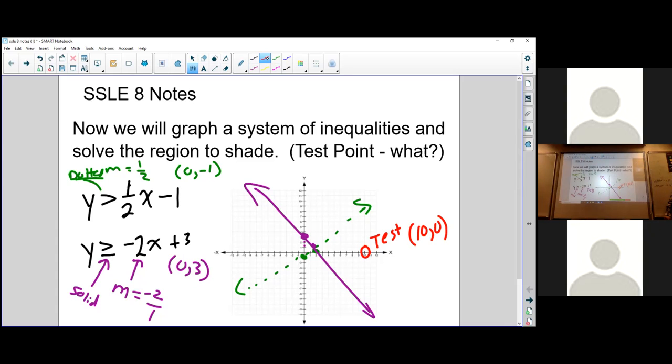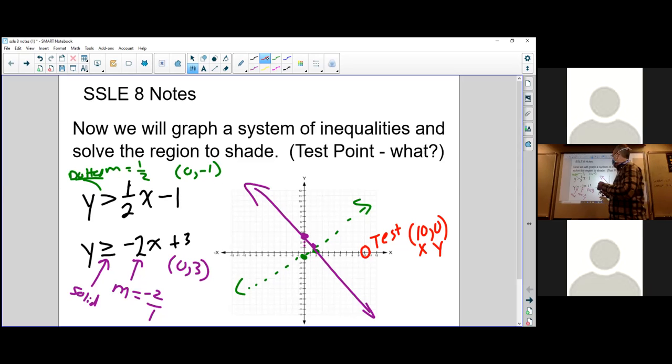I'm looking to plug in 10, 0 into both of my equations and seeing where it's true. So that's an x, that's a y. Does that make sense with the test point? You can pick any test point you want. The best test point to pick, if you can, is 0, 0. But if you can't pick 0, 0 because your graphs seem too close to it, then pick something else. I picked 10, 0 because I know it's easy to multiply by 10.